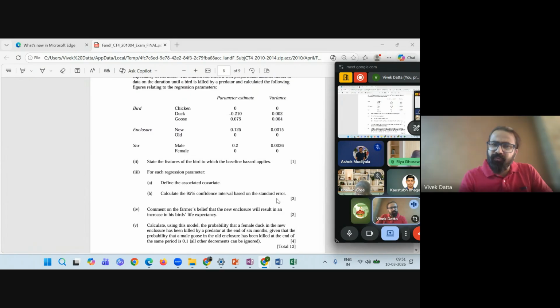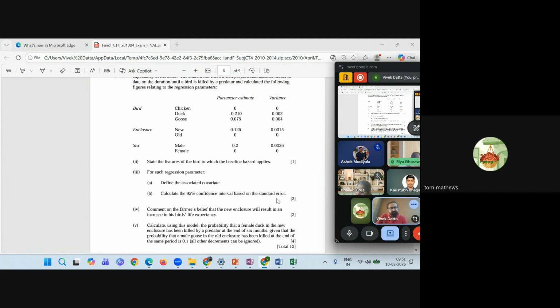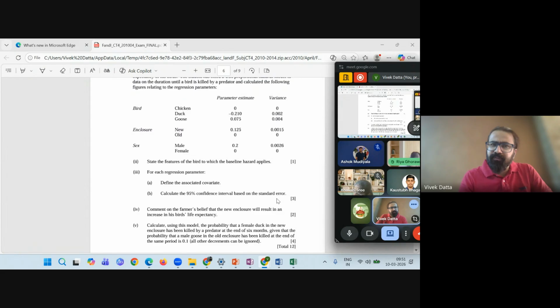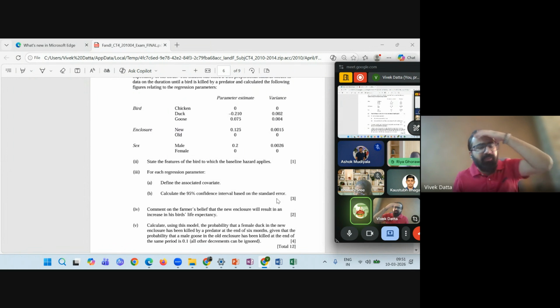What if it's a male chicken? For a male chicken we have to take another covariate, sex: male versus female. Tom, you have not understood the question. Please understand the question again and answer that again.